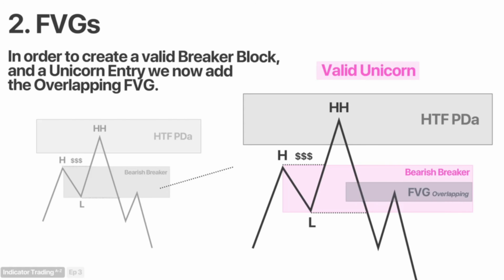You do not have a unicorn without a fair value gap. So in order to clear this up, your fair value gap does not have to be perfectly inside of the breaker. You just have to have a portion of the fair value gap touching the breaker. So if it's just outside of it, but it's still overlapping with the breaker, it's still touching it, that's fine. If it's up here, for example, and a piece of it is above the breaker and a piece of it is inside, that's fine. As long as the fair value gap has some part of it touching and overlapping with the breaker, you have a valid unicorn.